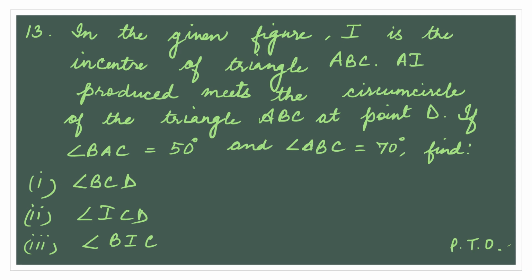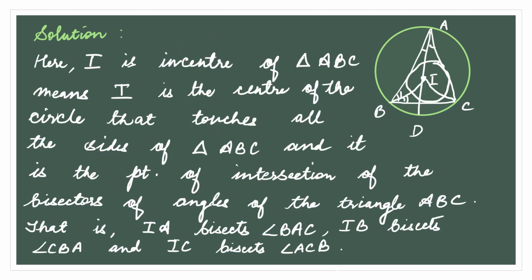AI meets the circumcircle of the triangle ABC at point D. If angle BAC is equal to 50 degrees and angle ABC is equal to 70 degrees, find BCD, ICD and BIC. Okay. Here I is the incenter of the triangle. See, the bisectors of the angles of the triangle meet at one point, that is I. Okay, and AI has been extended to point D.